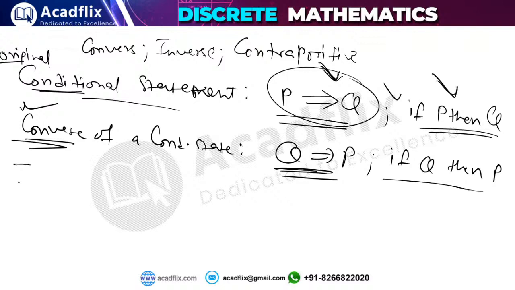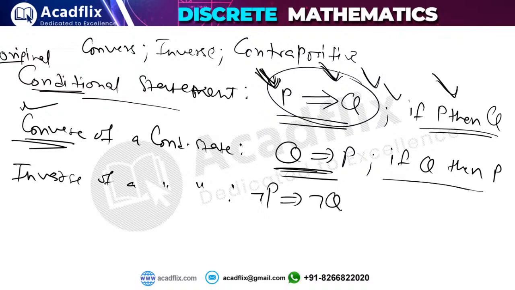Now, how can we find inverse? Inverse of a conditional statement. For this original conditional statement I am finding the inverse. What will it be? It will be negation P implies negation Q. This will be the inverse of this conditional statement. This is how you can find the inverse.